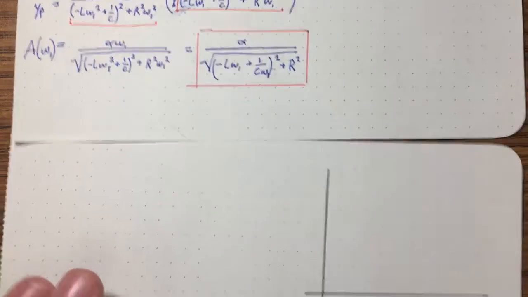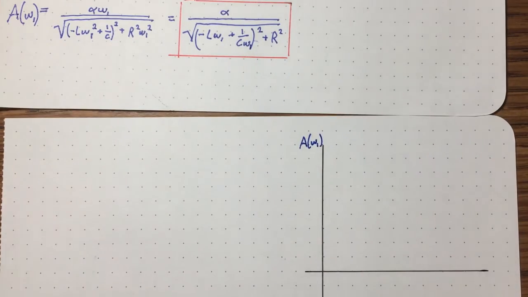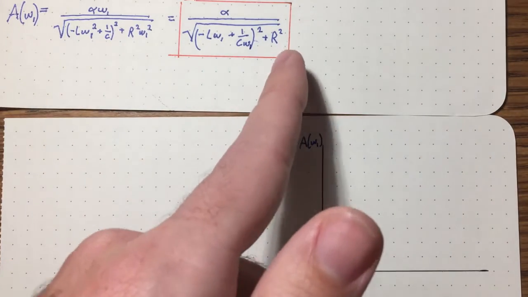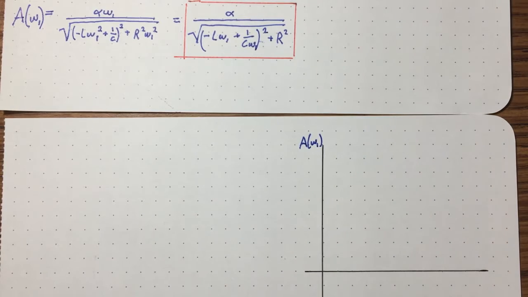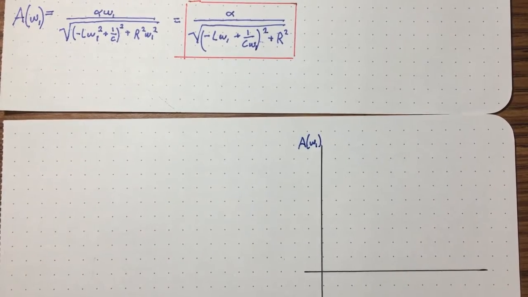Okay, so we're going to graph this function. And you might say, well, how can we graph this function? We have all these variables. So I'm just going to imagine we fix R, C, and L and sketch a typical graph of one of these functions.